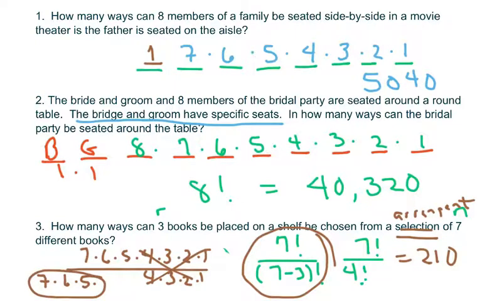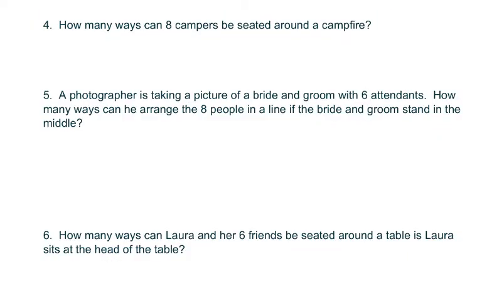All right. The next problem we have is, how many ways can 8 campers be seated around a campfire? Now, this is a circular permutation, and so this is based on the other video I did. We're just going to do 8 minus 1 factorial, which is 7 factorial, which equals 5,040 ways.